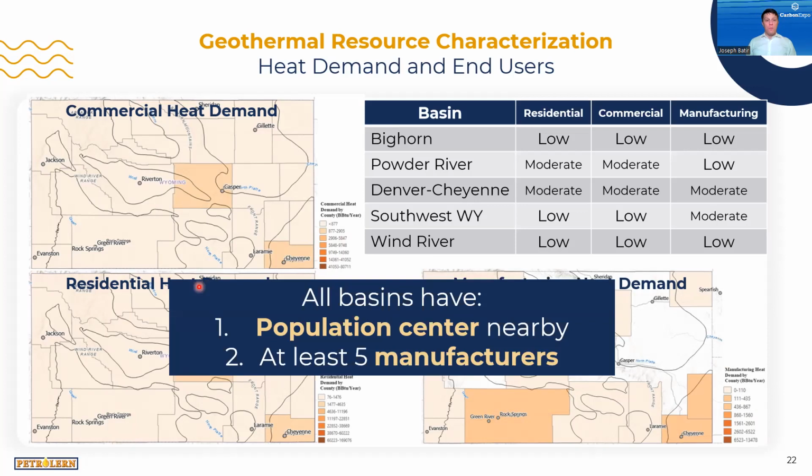So all that being said, all of these basins have population centers, at least one. So things like Riverton, Casper, Gillette, Cheyenne, Rock Springs, Green River, all of them have at least one population center. And when we looked at it, they also have at least 5 things that are categorized as manufacturing, that could be somebody who needs heat.